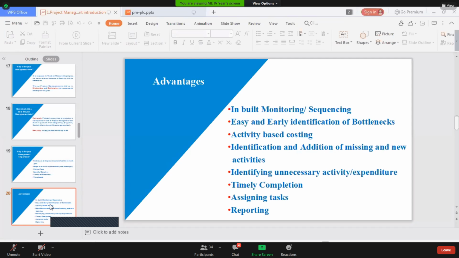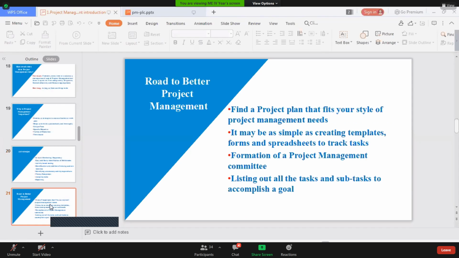Then identifying expenditure, activities, time control, then reporting. Reporting is submitting reports to the seniors about what the progress is. So how can we do better project management? Just read it.